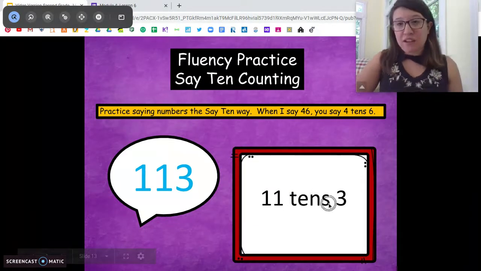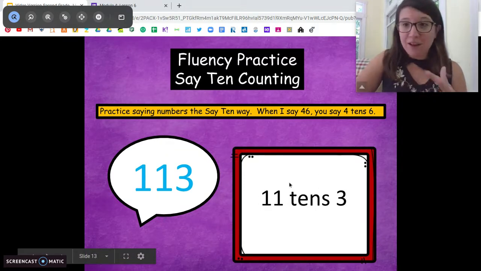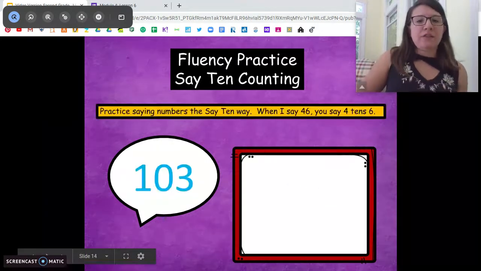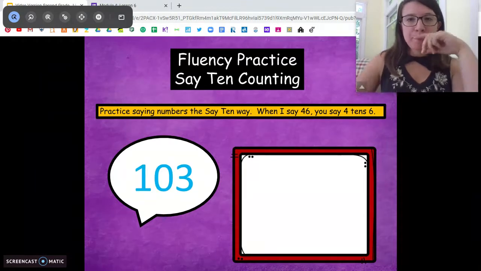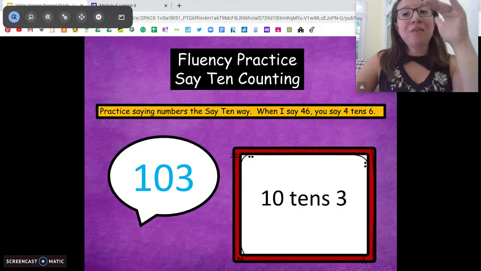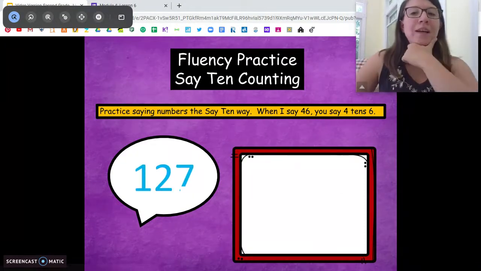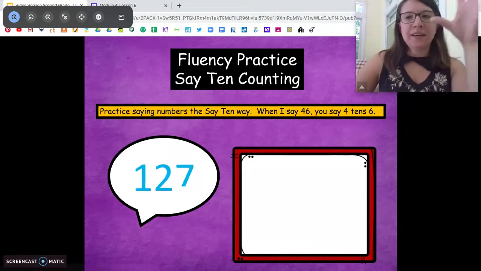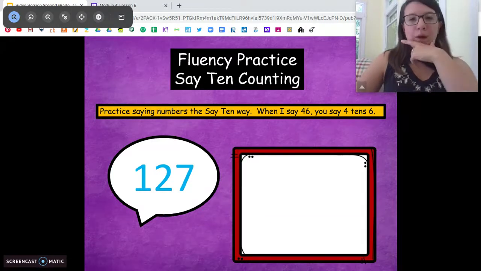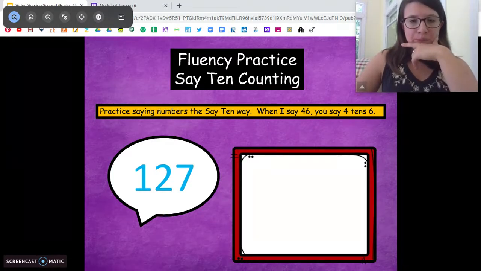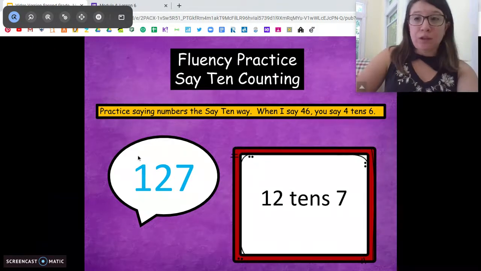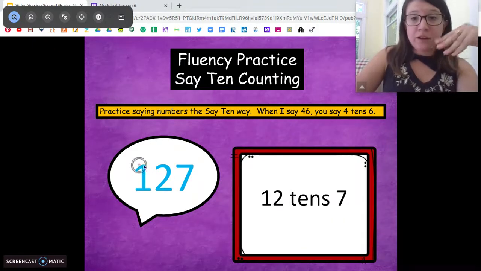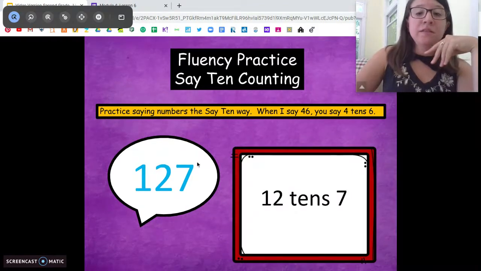11 tens equals 110, but we're not doing hundreds, remember, just the tens. All right, try this one. 103. Say it the say ten way. 10 tens 3. Awesome work. 127. How many tens? How many ones? Say it the say ten way. 12 tens 7. Here's your 12 tens, which equals 120. 100, 2 tens, 12 tens, 7.